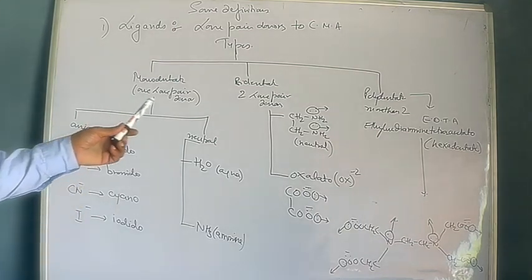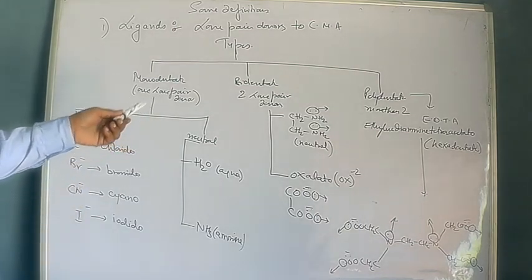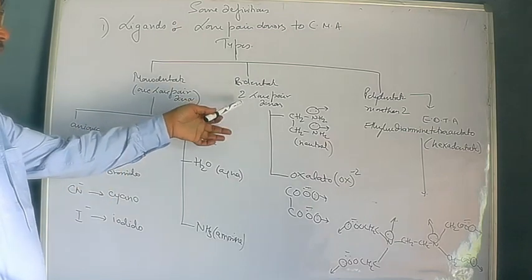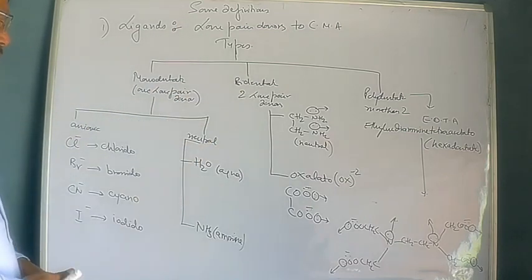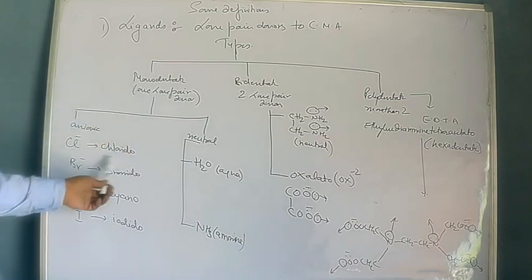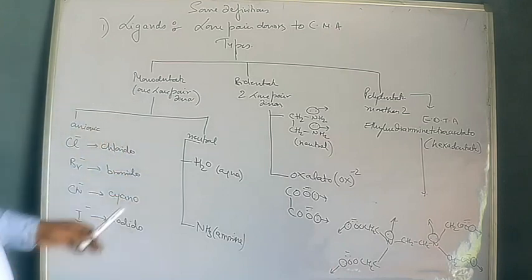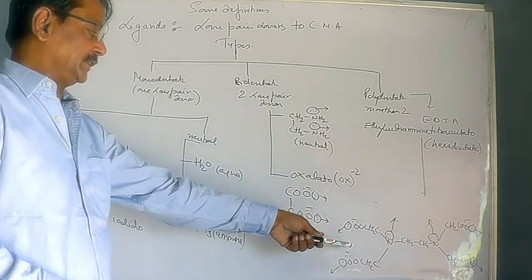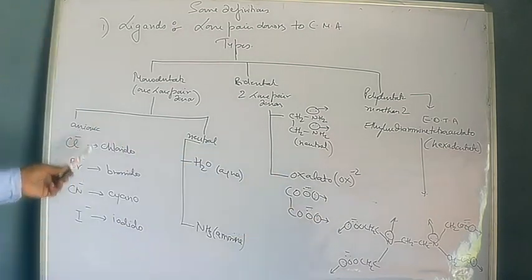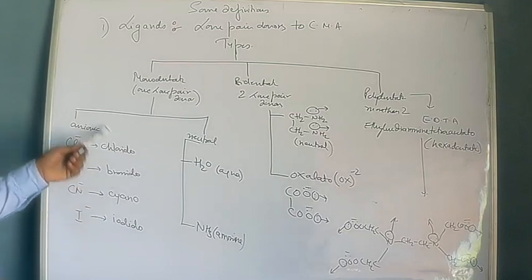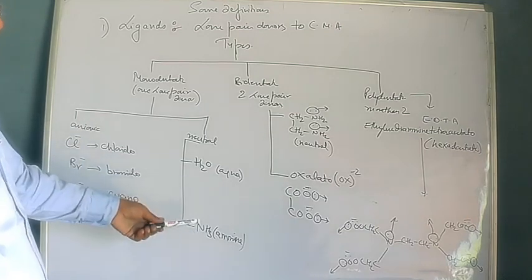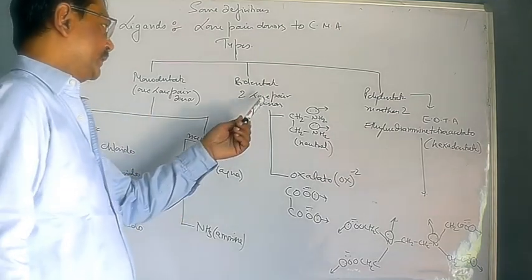I repeat again, there are 3 types I have shown here: monodentate, bidentate, and polydentate. Mono, 1 lone pair donor; bidentate, 2 lone pair; polydentate, more than 2. Monodentate, 2 types, anionic and neutral. So anionic: chlorido, bromido, cyanido, they all donate 1 lone pair. Water, aqua, ammonia is ammine, they donate again 1 lone pair.